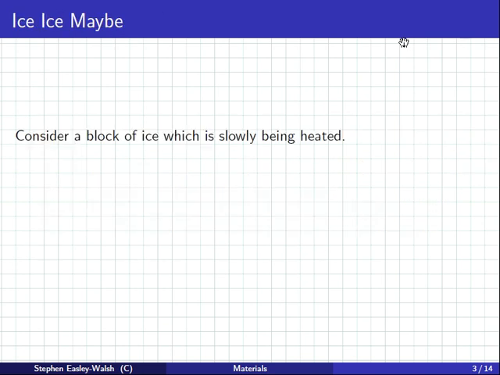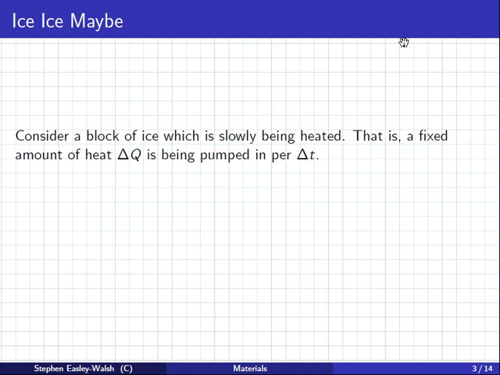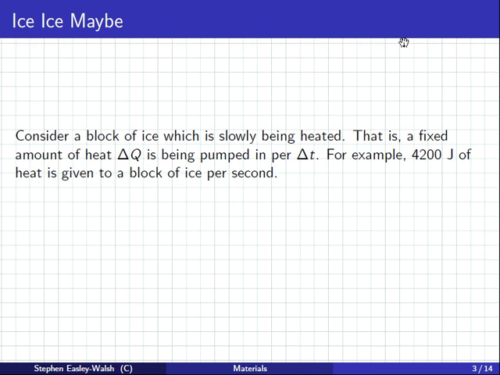So, to get started, I'm going to give you a graph that they sometimes ask you to draw in the exam, roughly. Consider a block of ice which is slowly being heated. That is, a fixed amount of heat, delta Q, is being pumped in per delta T. For example, maybe 4,200 joules of heat is given to a block of ice per second. You have ice and you have some heater, and the heater is providing constant heat per second.